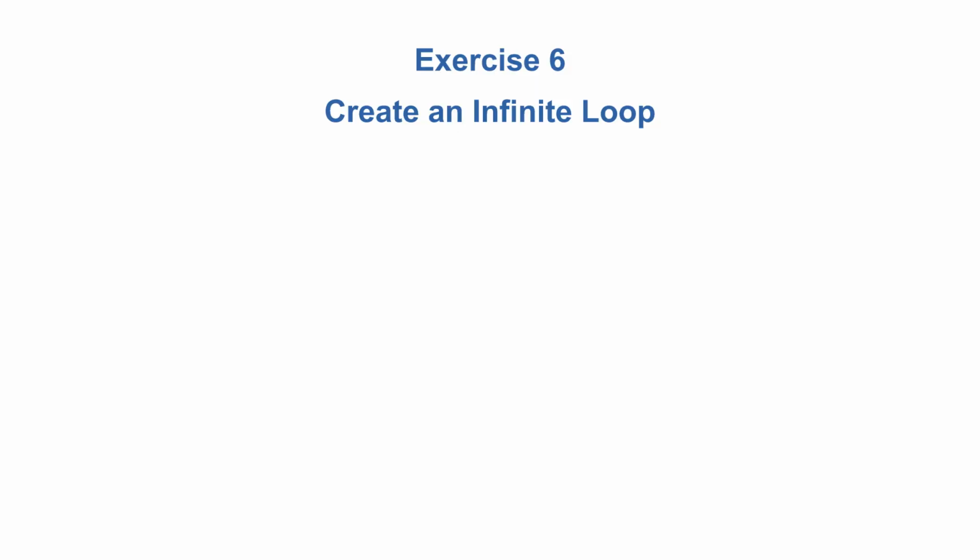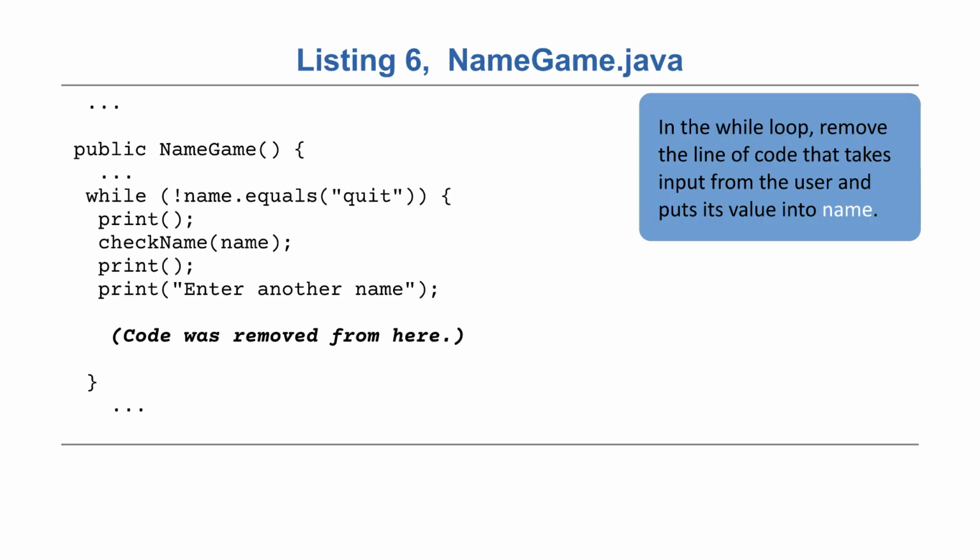But some programs that don't pause might get into such a tight loop that you can't interrupt it by clicking the window close button. Exercise 6. Create an infinite loop. In the while loop, remove the line of code that takes input from the user and puts its value into name. Run it. What happened? Now when you run the program and enter a name, it will repeat the loop using the same name and never ends.